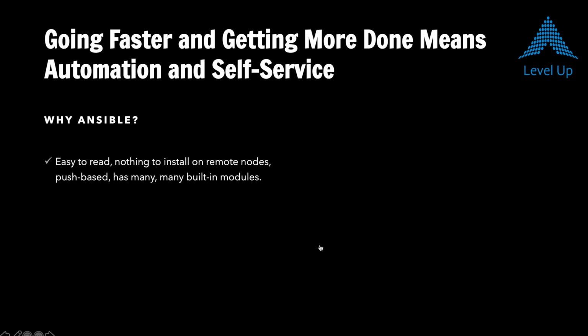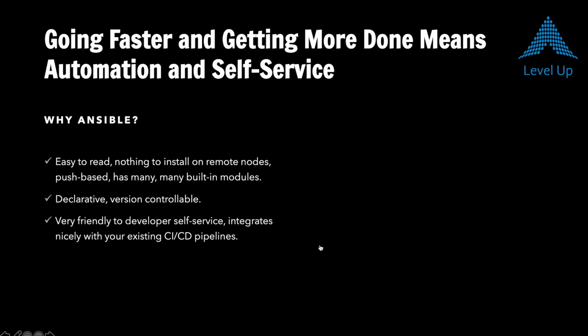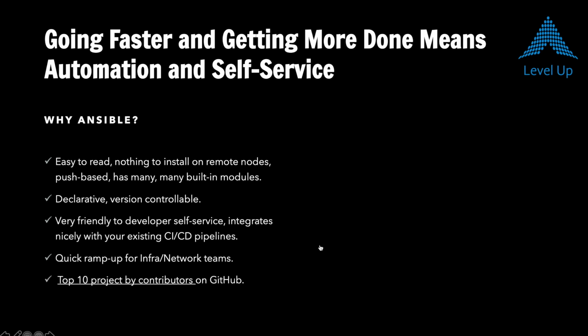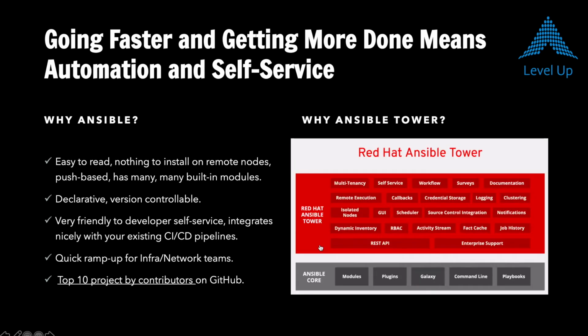With that said, what we see when we think about Ansible and why we prefer it to some of the other solutions on the market, it's because it's easy to read. There's nothing to install in remote nodes, as we'll see. It's push-based, and it has over 3,000 modules at this point that are built in. It's declarative and version controllable, which is important because we want to do things more like infrastructure as code as opposed to traditional approaches. All of this means that it's also very friendly to developer self-service and it integrates quite nicely with our existing CI/CD pipelines. Because it's so easy to read and so many things are built in, it's actually a very quick ramp up for infrastructure and network teams as well. And it is a top 10 project by contributors on GitHub as of today.